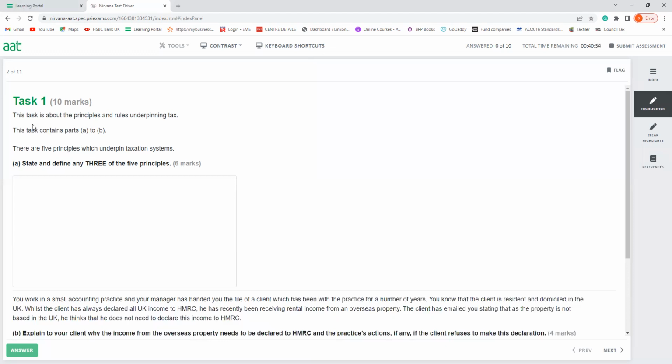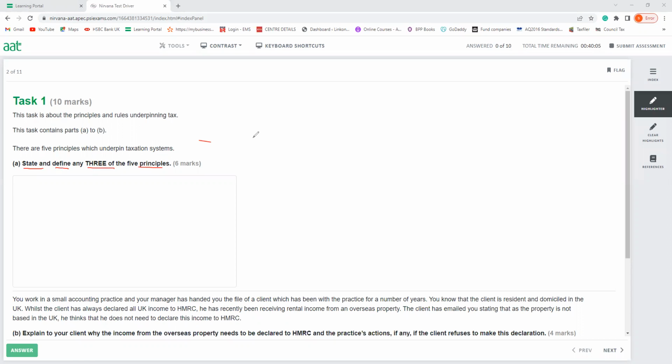Question number 1 is task 1 for 10 marks. This task is about the principles and the rules underpinning the tax. This task contains parts A to B. There are 5 principles which underpin the taxation system. So we know that there are 5 principles that underpin the taxation system. They said state and define any 3 of the 5. Now the 5 principles we already know.